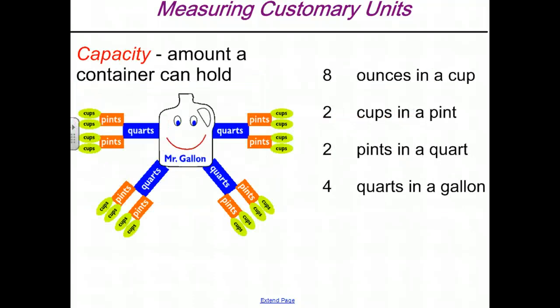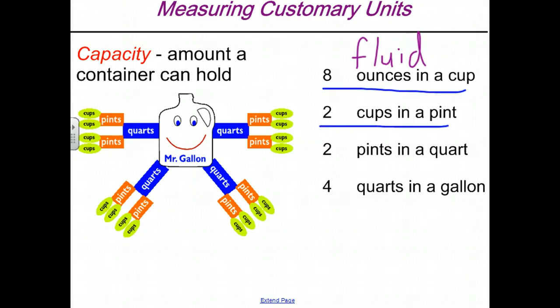For capacity, we have cups, pints, quarts, gallons, and fluid ounces, different from the ounces that we use in weight. Fluid ounces, we have 8 fluid ounces in a cup. 2 of those cups make a pint, 2 of those pints make a quart, and 4 quarts make a gallon.